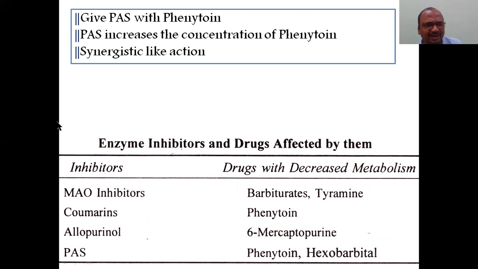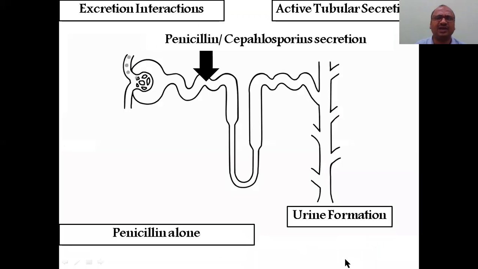So all these are inhibitors. Just like the inducers, here are the inhibitors: MAO inhibitors, coumarins, allopurinol, PAS. You can take these in combination, but what happens? The free concentration of the drug will be increased, so you reduce the dose a little bit. You can give the combination.